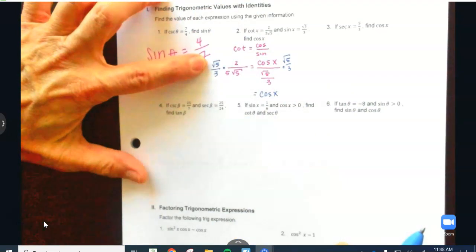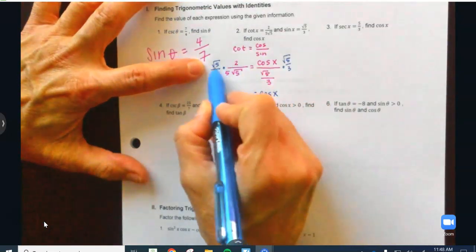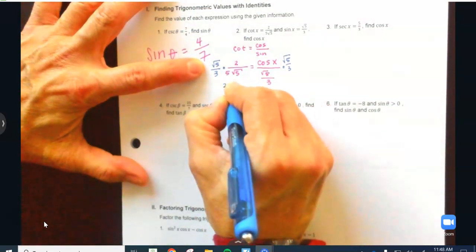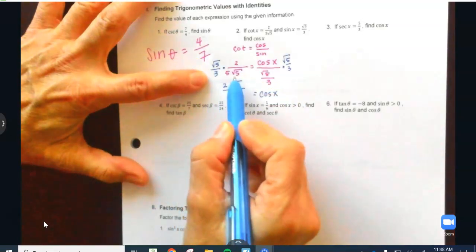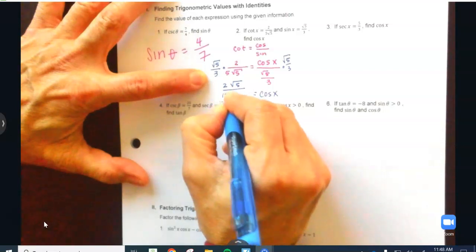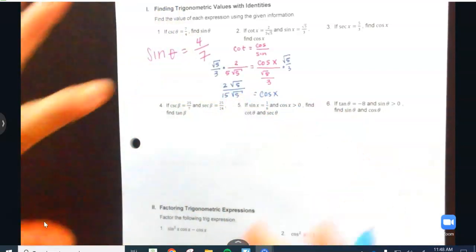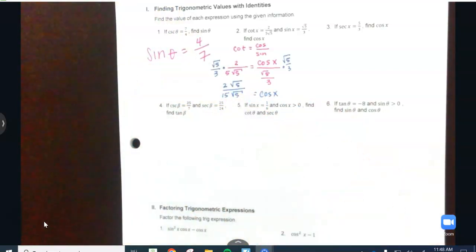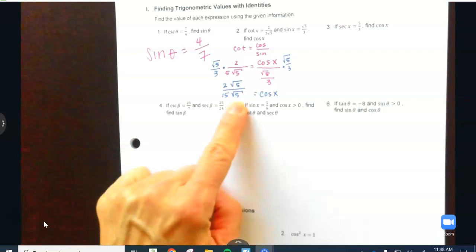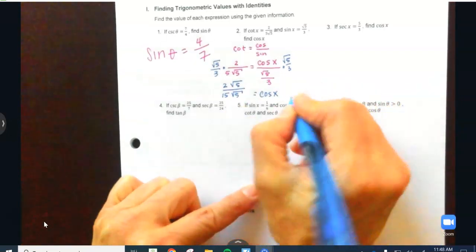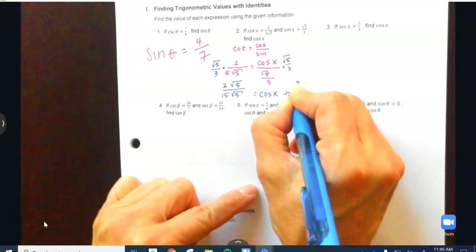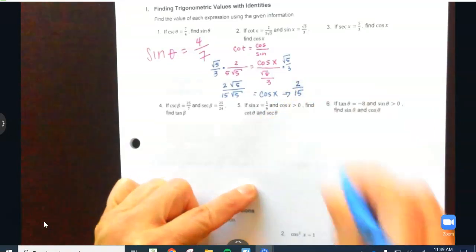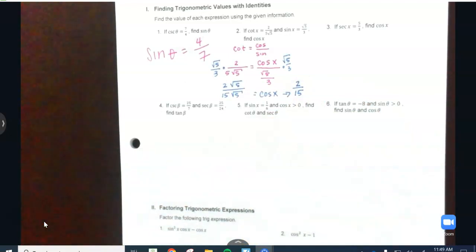Let's go ahead and do the math over here. 2 times √5, we are simply just going to put those two together. 3 times 5 times √5 is going to be 15√5. And remember, always, always, always simplify your answer. These √5s are going to cancel out, and cosine is going to equal 2/15. That is going to be the answer for that.